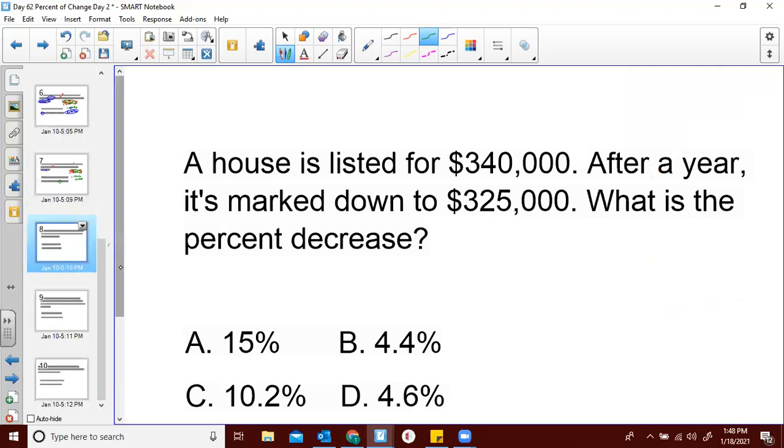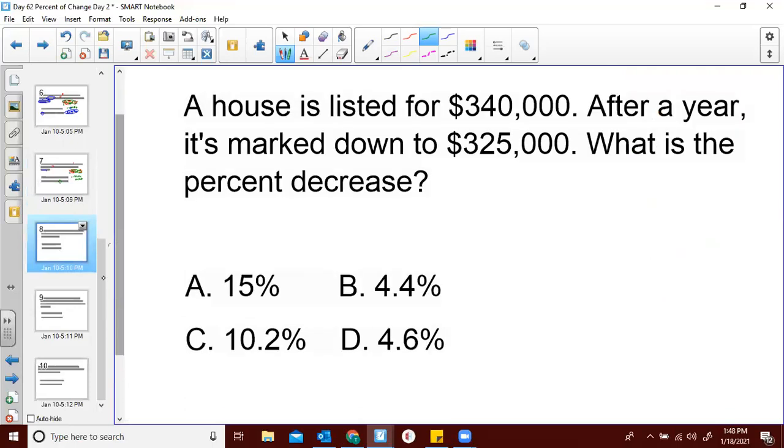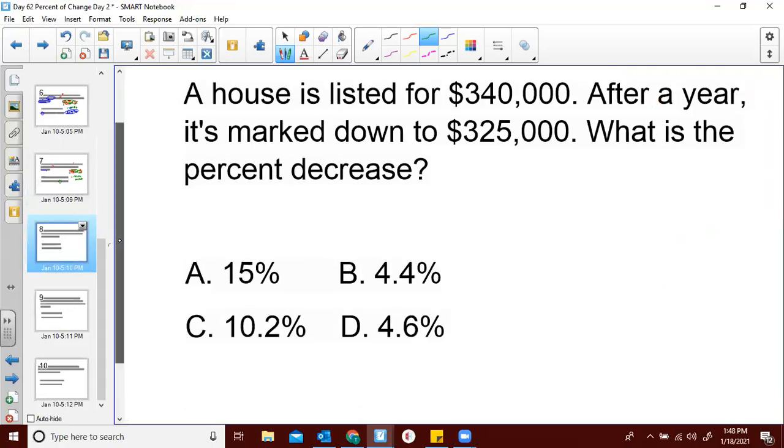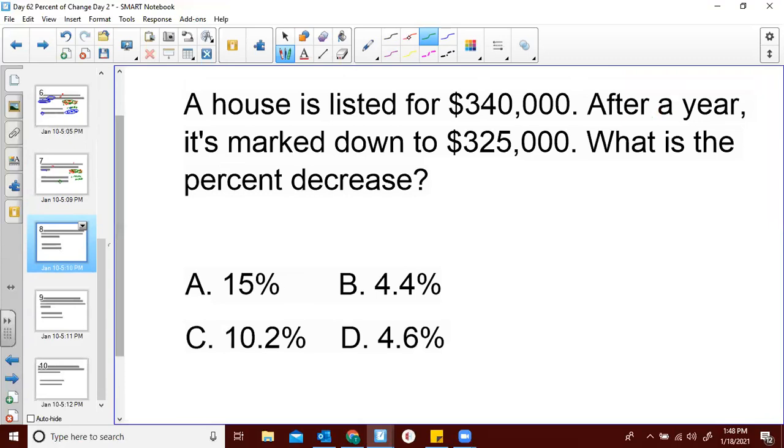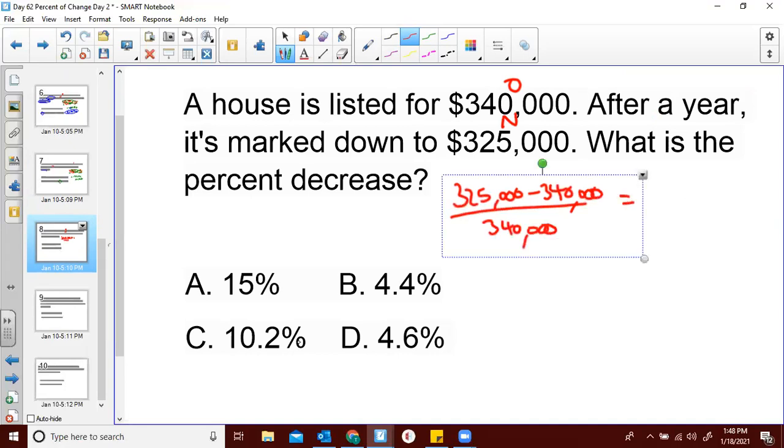All right, a house listed for $340,000. After a year, it's marked down to $325,000. What is the percent decrease? All right, so it was listed initially at $340,000, so that's going to be our old number. A year later, it's listed for $325,000. So we're going to have $325,000 minus $340,000 divided by $340,000. Don't let these big numbers scare you.